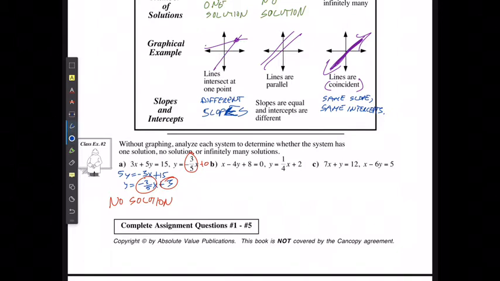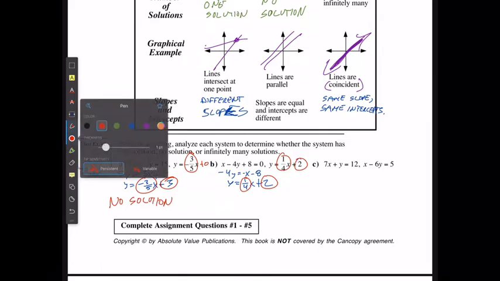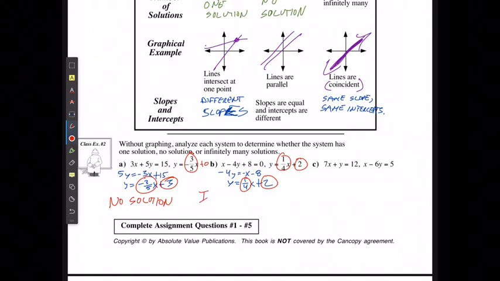In the second case, negative 4y is going to equal negative x minus 8, or y is going to equal 1 over 4x. And then when I divide the negative 8 by negative 4, I get plus 2. And then I can see that in this case, I have the same slope, same y-intercept. There's going to be infinitely many solutions.